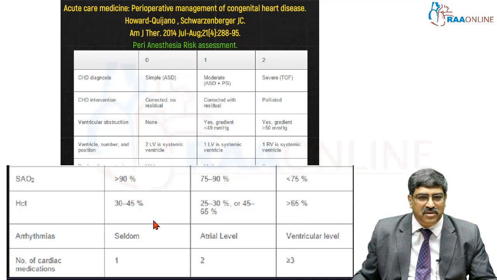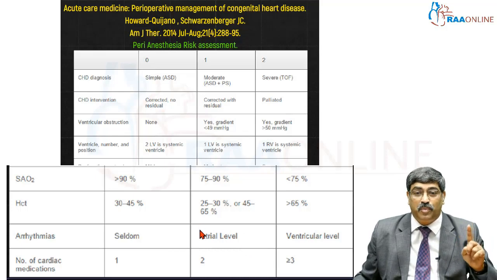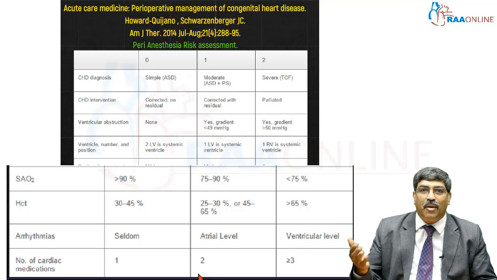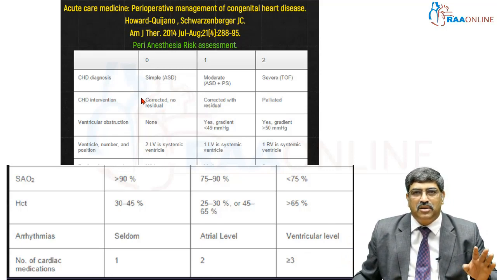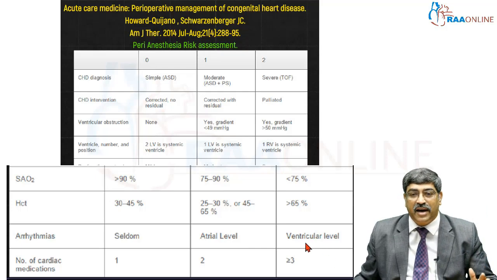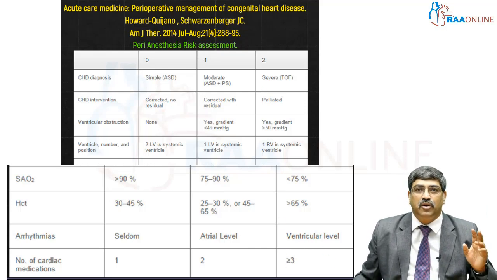Coming to arrhythmias, if there is no arrhythmia, it is 0 points. Atrial level arrhythmias, it is 1 point. Ventricular level arrhythmias, it is 2 points. Coming to the number of medications which the patient is receiving, if it is 1, the point is 0. If the number of medications is 2, the point is 1. And if the medications are greater than 3, it is going to be 2 points.